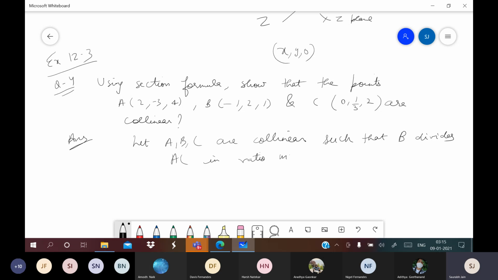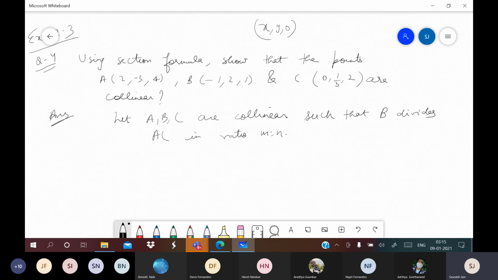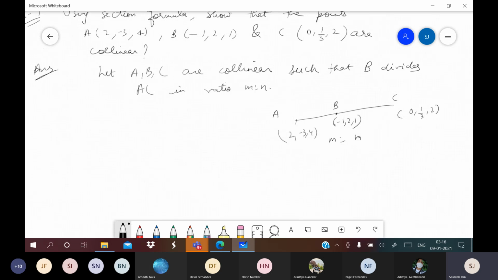So if everything is assumed, how will we confirm that actually the points are collinear? Just draw the diagram. A is 2, minus 3, 4, C is 0, 1 by 3, 2. This is A point, this is C point, and B point is minus 1, 2, 1, and assume these points divide in some ratio m is to n. Now find the ratio from each of the x, y and z coordinates. I am using section formula.